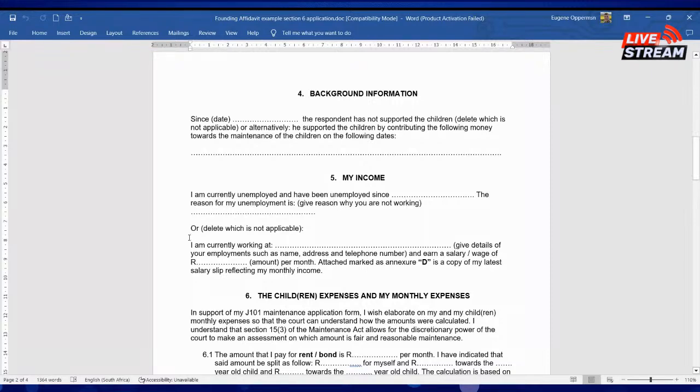What you could also add there, if you are working, then you just delete this portion, and you use the portion at the bottom where it says that you're currently working at so-and-so, and you give the address and the name and the telephone numbers of the company that you work for, and you annex, marked as Annexure D, your salary slip.